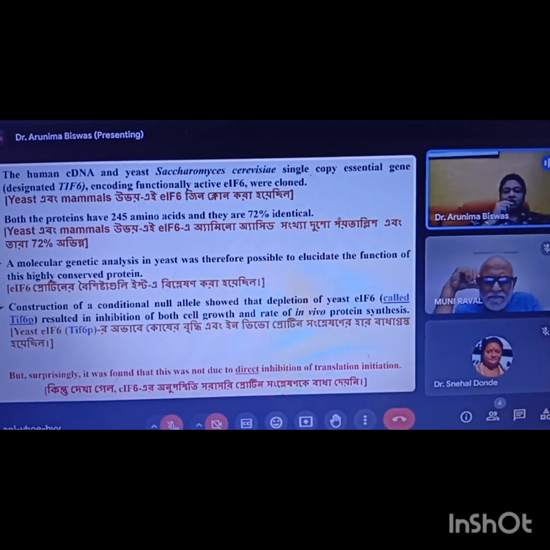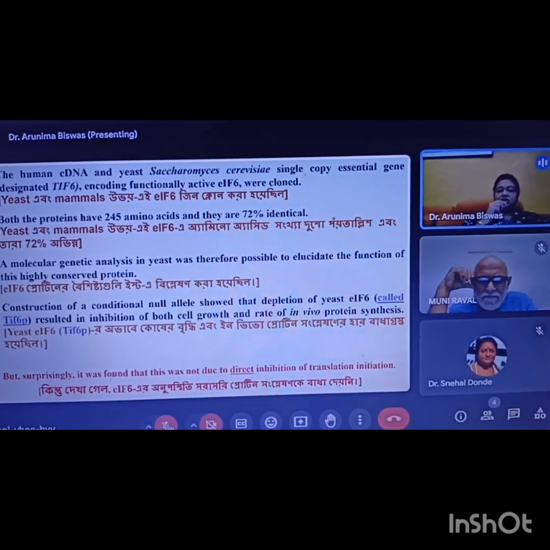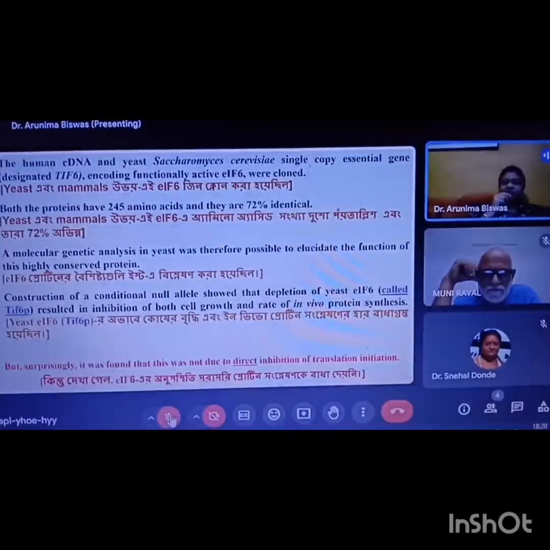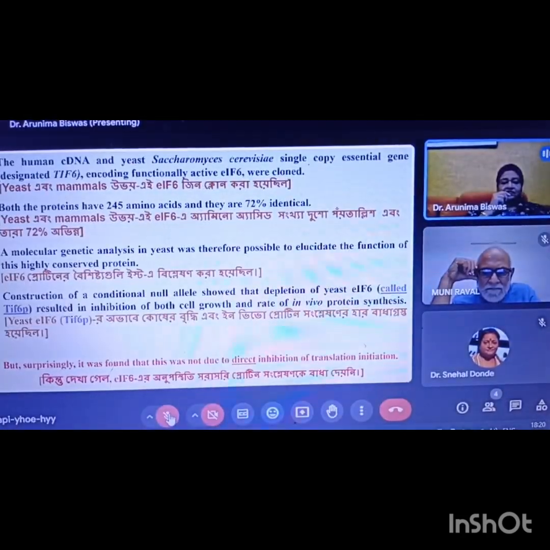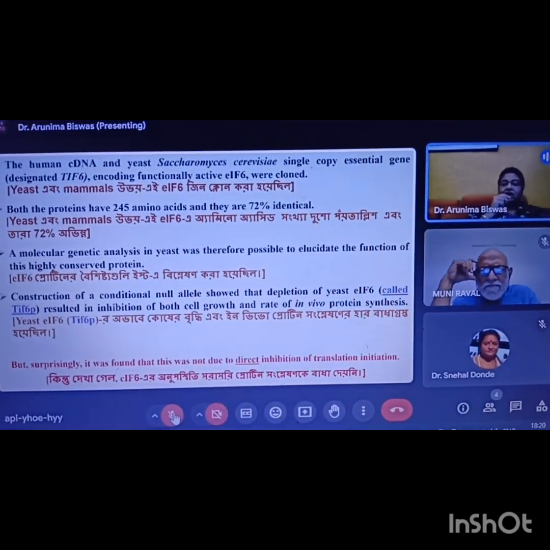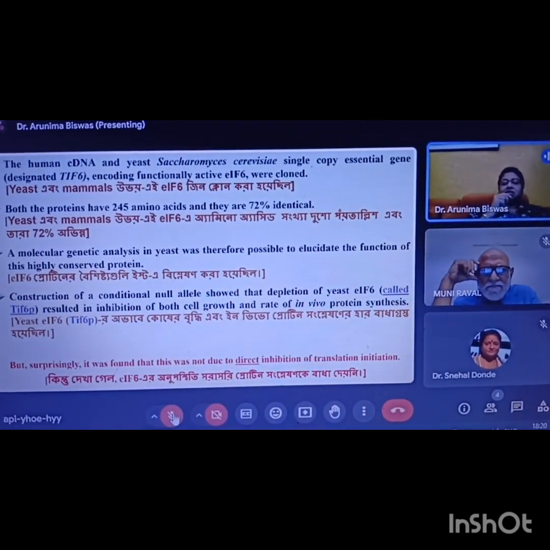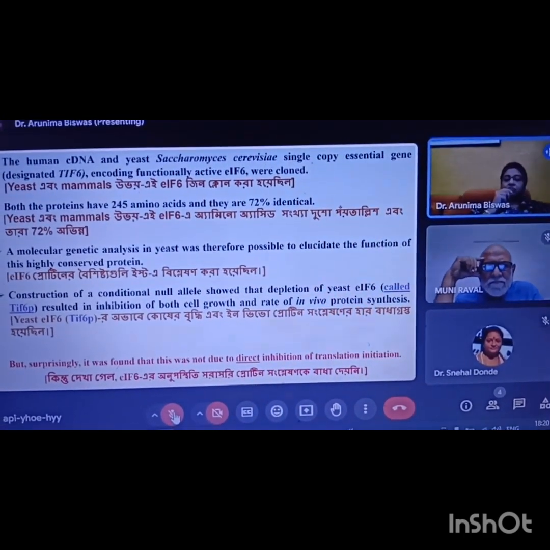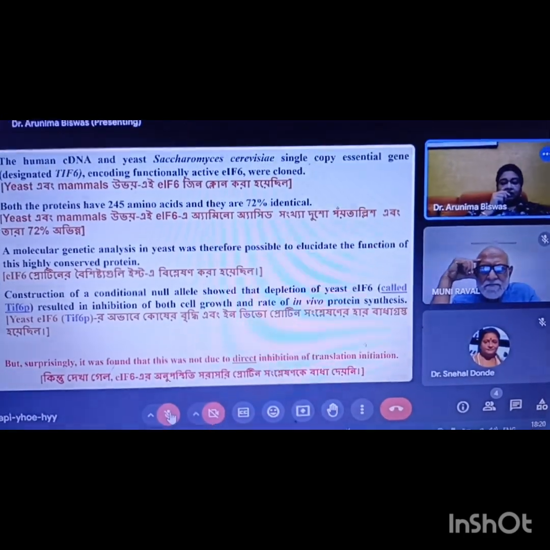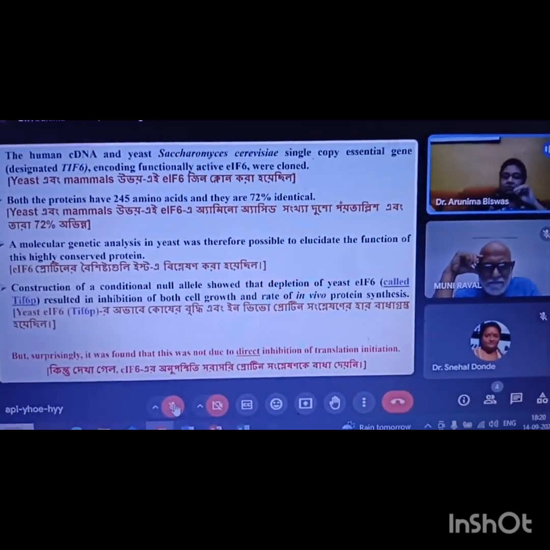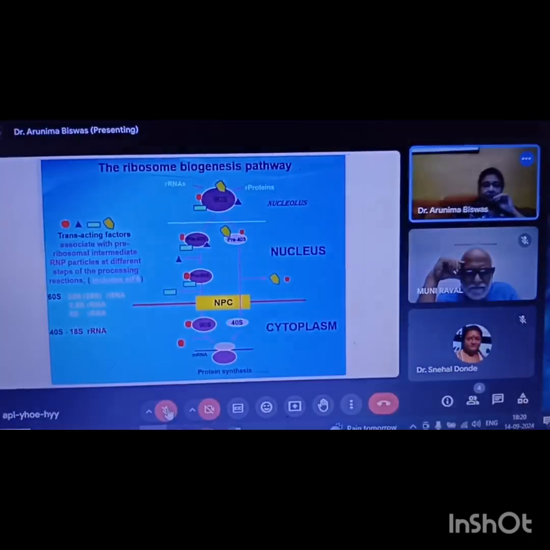And then it was found that when a conditional null allele was made, because it's a single copy essential gene, even if we deplete EIF6, the yeast cell growth is inhibited and the rate of in vivo protein synthesis is affected. But it still can translate proteins in vitro. So it was not directly inhibiting translation initiation, otherwise protein synthesis would have stopped completely.